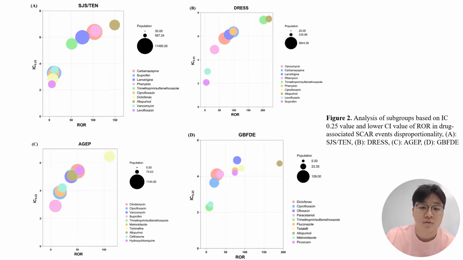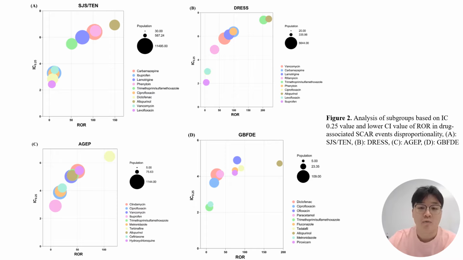The figures simultaneously display the IC, ROR, and number of reports for each of the four SCAR subtypes. The x-axis represents the ROR, the y-axis represents the IC, and the size of each dot corresponds to the number of individual reports. Panels A through D represent SJS/TEN, DRESS, AGEP, and GBFDE respectively.